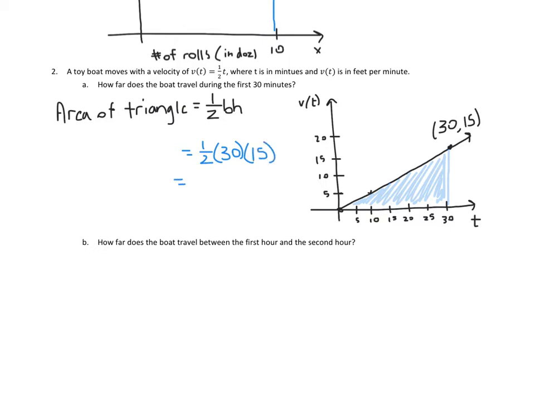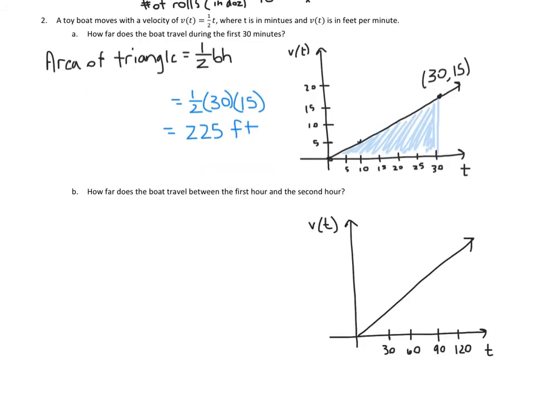So 1/2 times 30 times 15 is going to give us 225. So the boat has traveled 225 feet in the first 30 minutes. For part B, we want to know how far the boat has traveled between the first hour and the second hour.